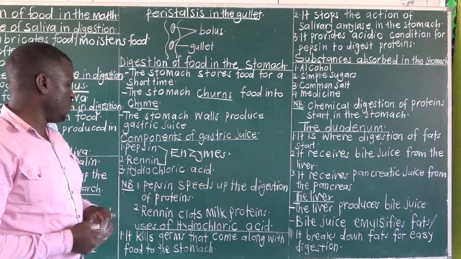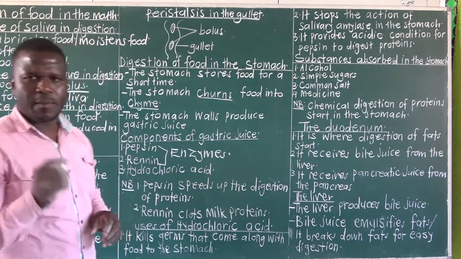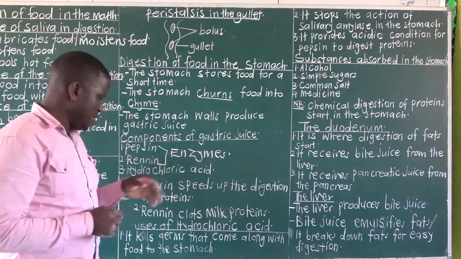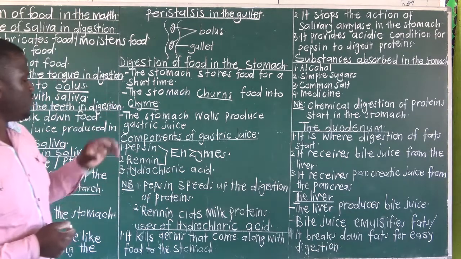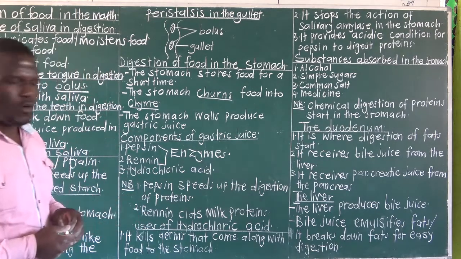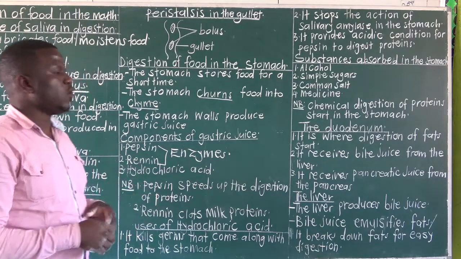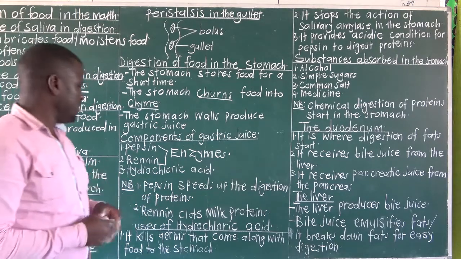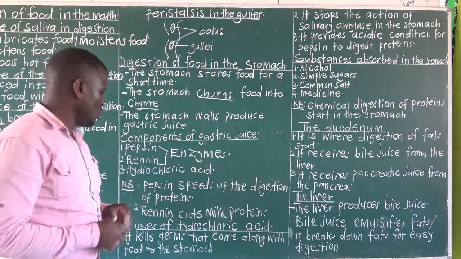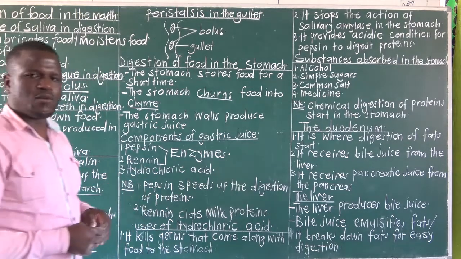Now, what's the function of pepsin? Pepsin speeds up the digestion of proteins. Remember, chemical digestion of proteins begins in the stomach. When you talk about food rich in proteins, you talk about beans, meat or beef, pork, soya beans, groundnuts, and so on. So when you eat such foodstuffs, digestion will start in the stomach by the help of an enzyme called pepsin. Then we have an enzyme called renin.